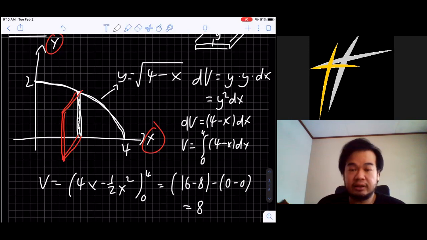By first sketching the graph, and then determining the solid, whether it's a thin coin, or a disc, or a very thin rectangular prism, or whatever the shape is. And then you need to be able to determine the dV, and execute the definite integral, so you get the V by the fundamental theorem of calculus. Okay, that's all. Thank you.